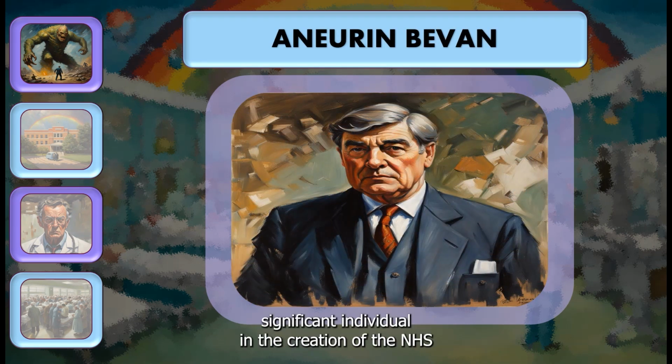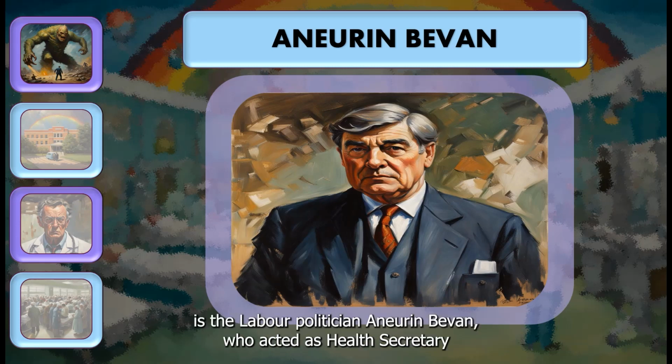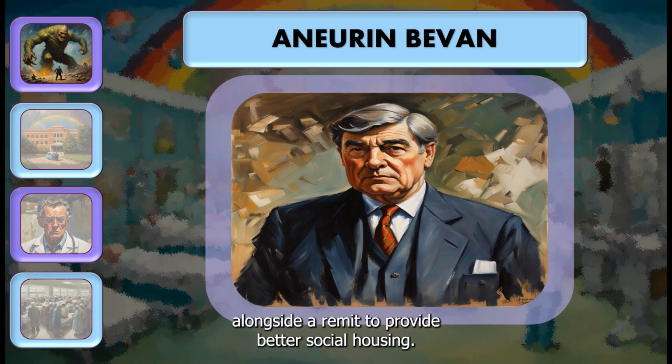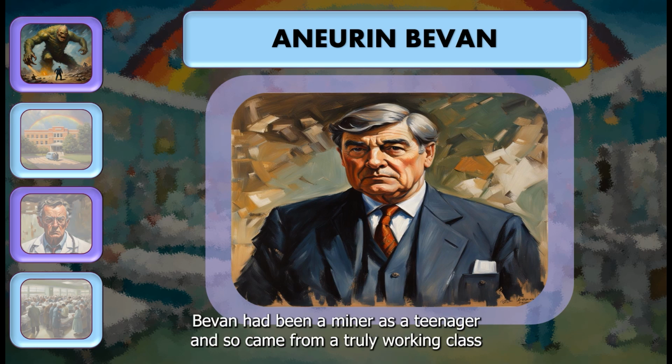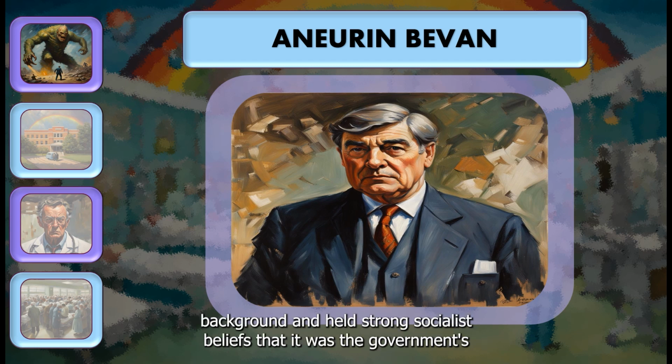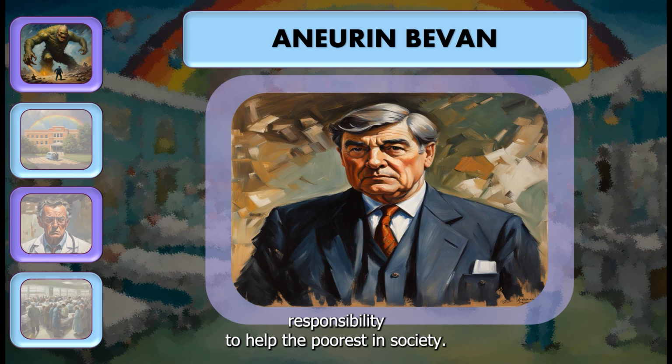The second significant individual in the creation of the NHS is the Labour politician Aneurin Bevan, who acted as Health Secretary. Alongside a remit to provide better social housing after the war, he was given the momentous task of establishing the NHS. Bevan had been a miner as a teenager, and so came from a truly working-class background, and held strong socialist beliefs that it was the government's responsibility to help the poorest in society.